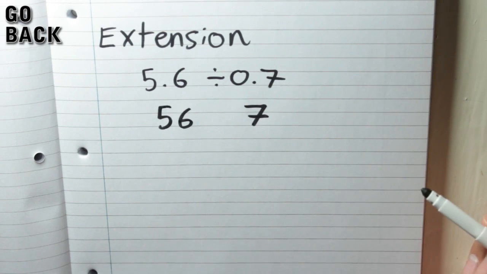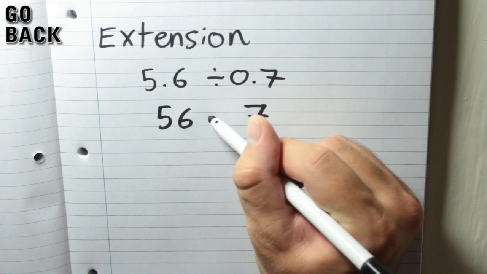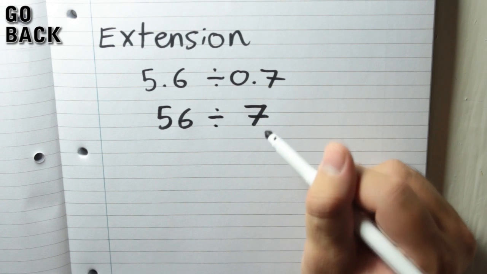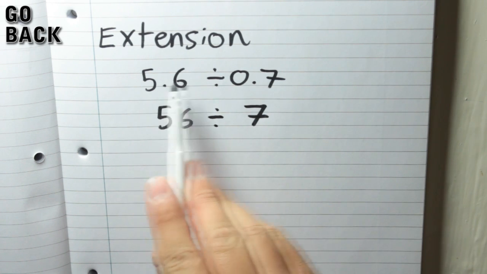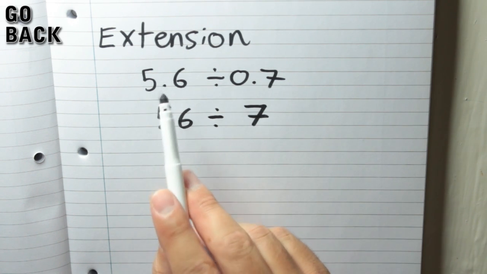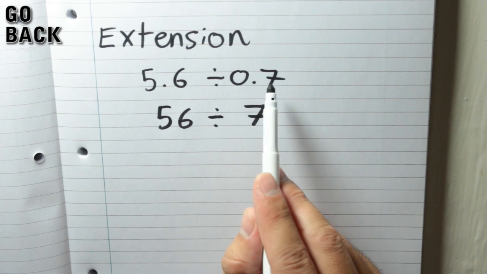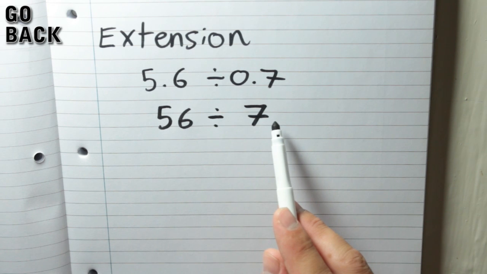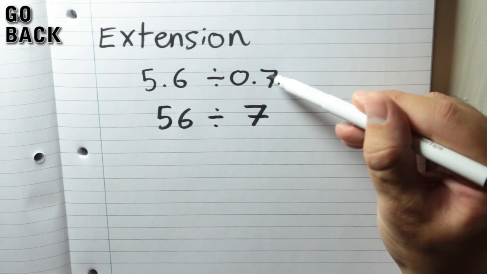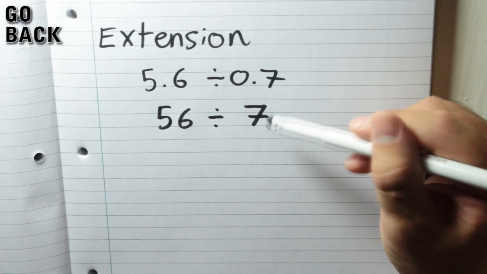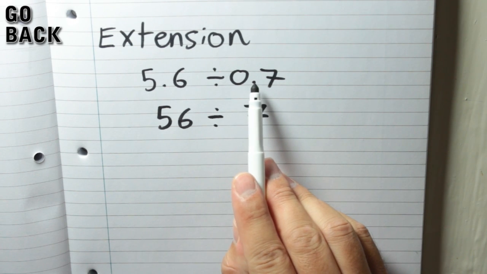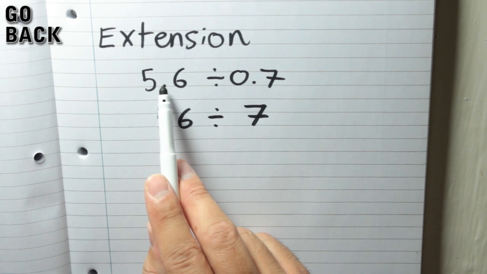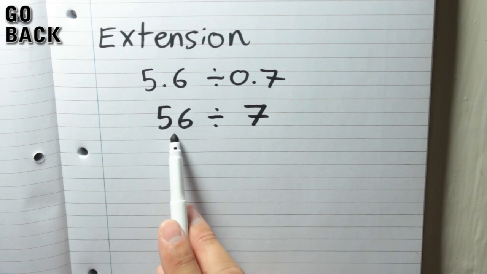56. Now if I divide 56 by 7, the answer I get will be the same as the answer for this one. You can try it on a calculator. 5.6 divided by 0.7 will give us the same answer as 56 divided by 7. And all I've done is multiply this number by 10 to get rid of the decimal. Remember that decimal, when you multiply it by 10, the point moves there, so it becomes 7. And then this one, times it by 10, it moves there, so you get 56.